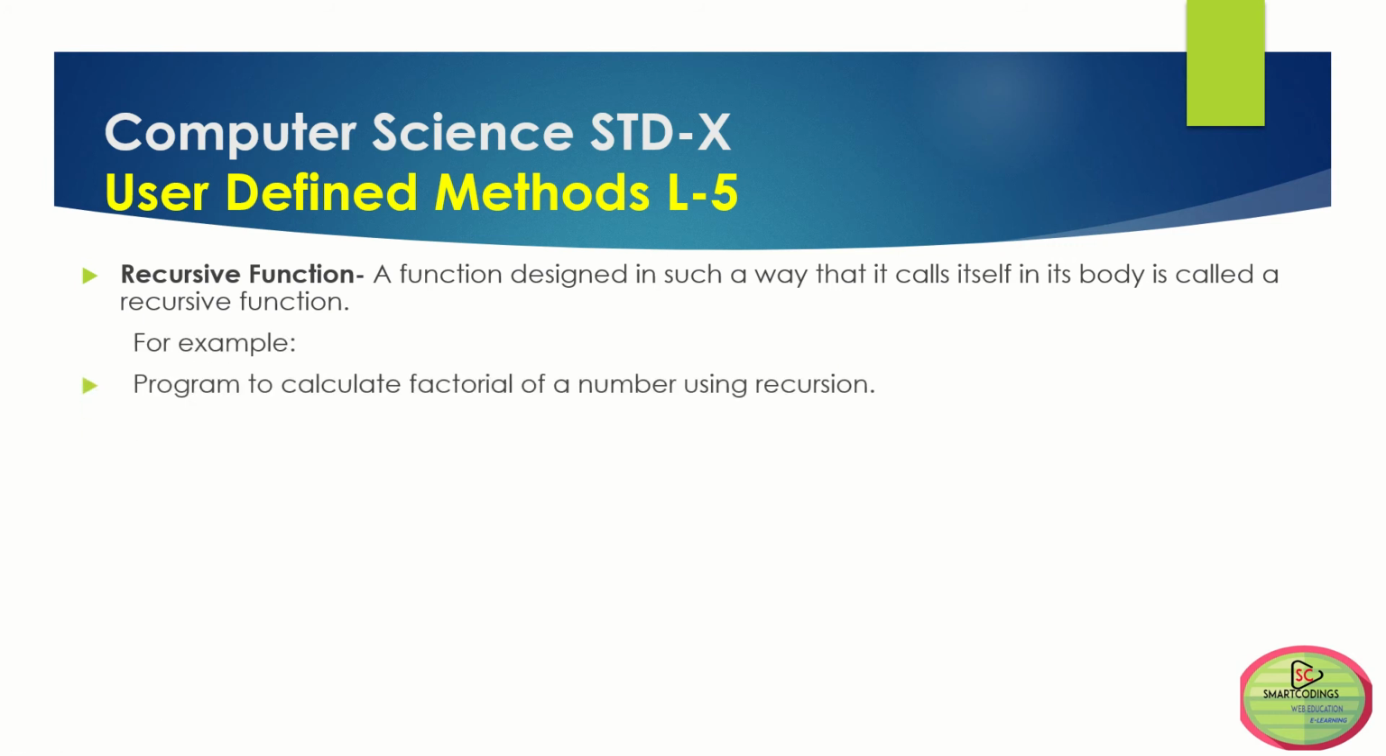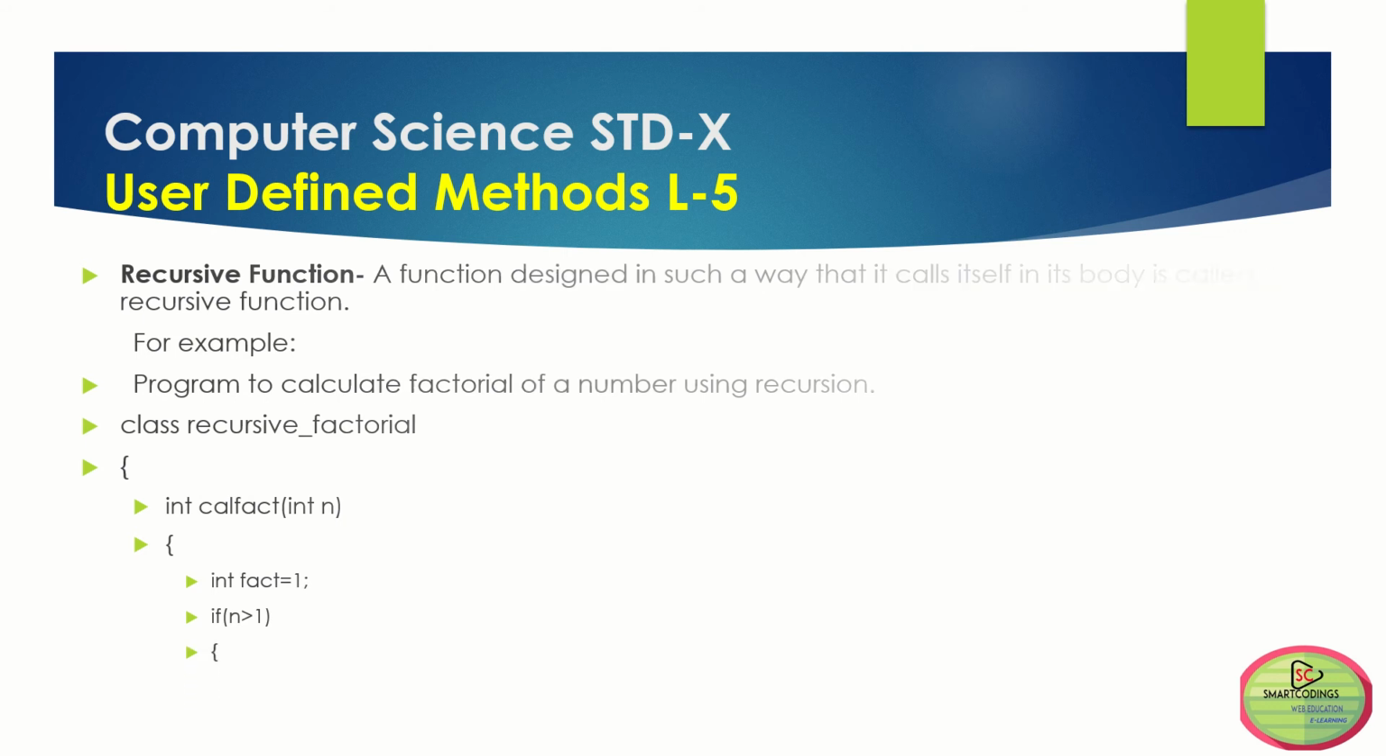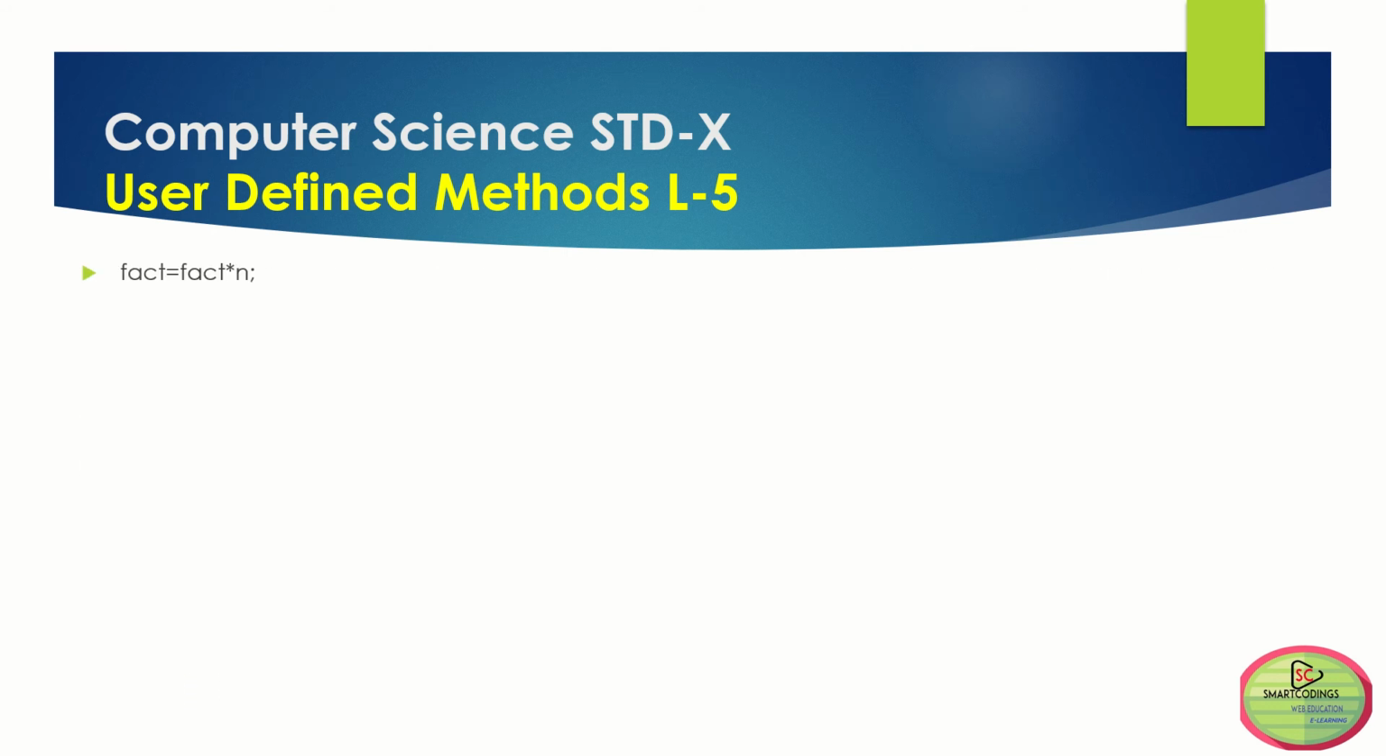For example, to calculate the factorial of a number using recursion, the main thing is that a function calls itself in its body. Suppose there is a class called RecursiveFactorial. There is a calfact function of return type integer, and one parameter int n, which will accept the value. After that, int fact equal to 1 as per the logic. Then there's a condition: if n greater than 1, then only it will go inside the if block. Then you can see over here, students, fact equal to fact into n, it will calculate the factorial. Then calfact(n minus 1), right?